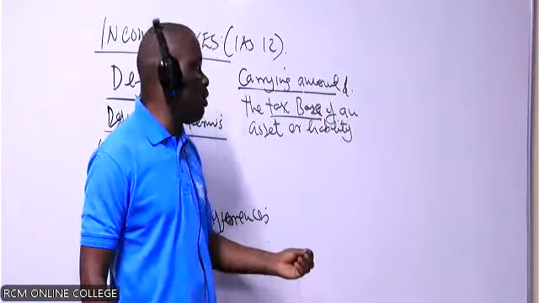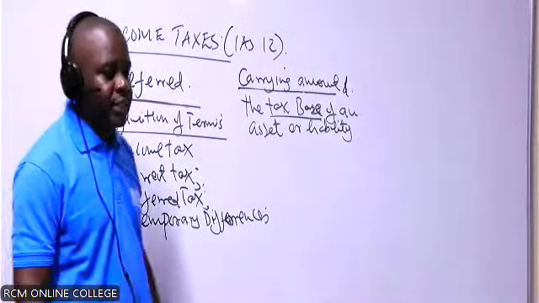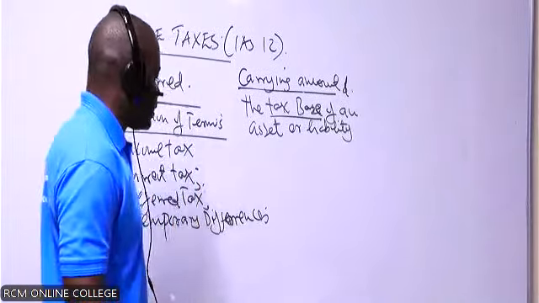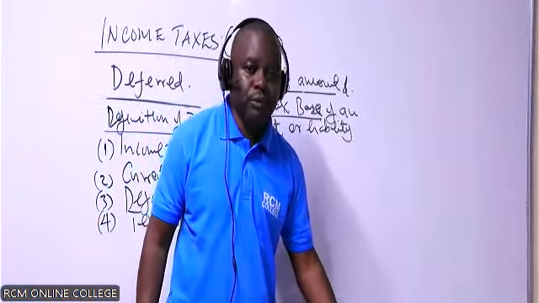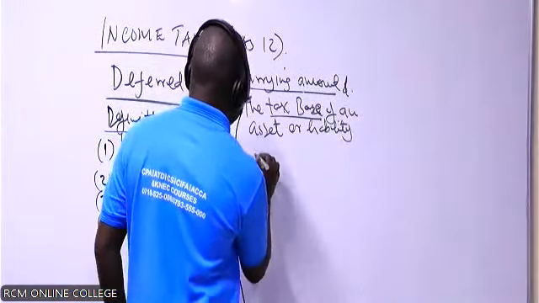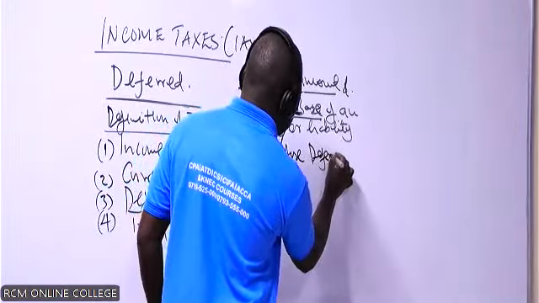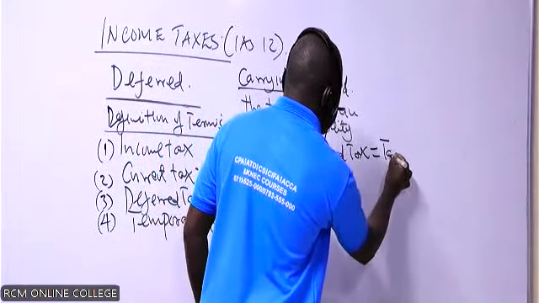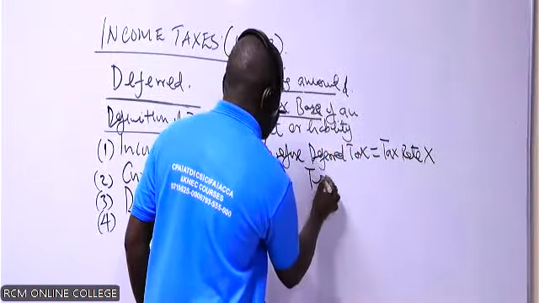As a result of this, there arise what we call the temporary differences. Then just under that definition, you write, therefore, deferred tax is equal to the tax rate multiplied by the temporary differences.